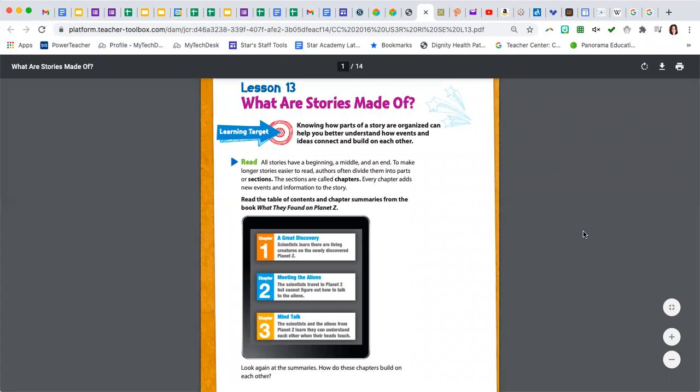So, let's remember what we've already learned about story structure, or narrative structure. Remember that narratives have characters that solve problems in a setting. The problem is often introduced in the beginning of the story, and it builds through the middle, and then it ends with a resolution, or when the problem is resolved. So let's think about a really popular children's story for a moment entitled The Three Little Pigs, and review the structure of that story.